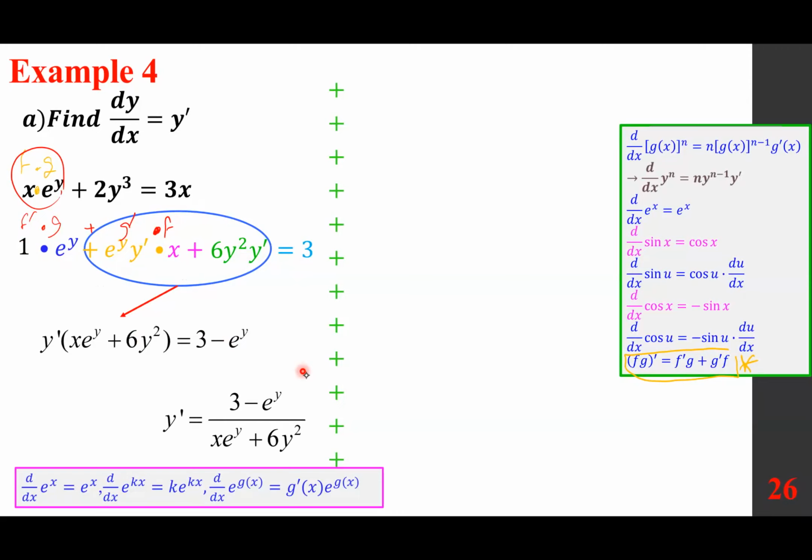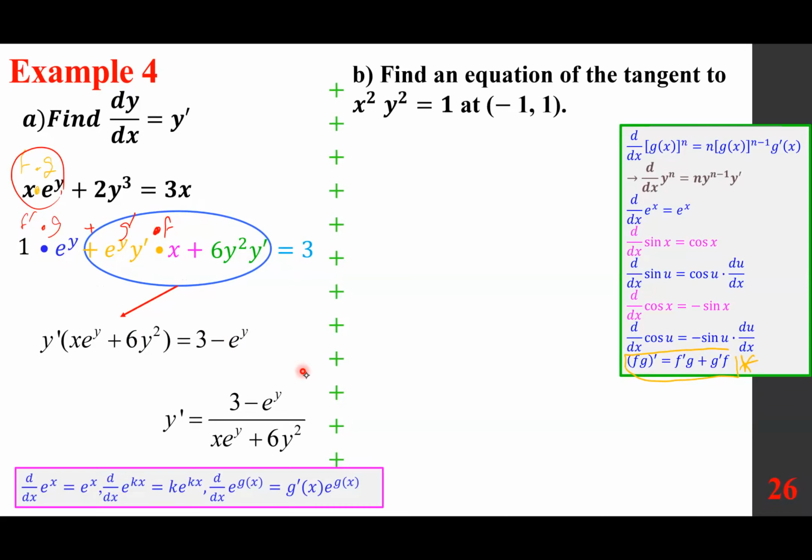Pretty straightforward. We want to find the equation of a tangent line to the graph of this function, x squared y squared equals 1, at the pair negative 1 comma 1. And this relation in essence. So we need 2 things to find the equation of a tangent line. We need a pair x comma y, which is given. We also need to calculate the slope. And to do so, we have to differentiate, and we are going to differentiate implicitly.